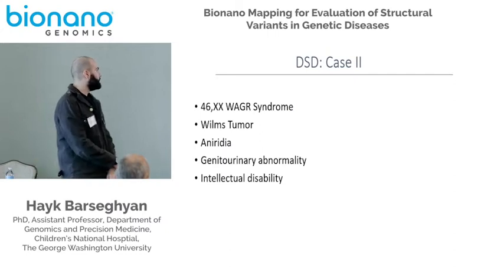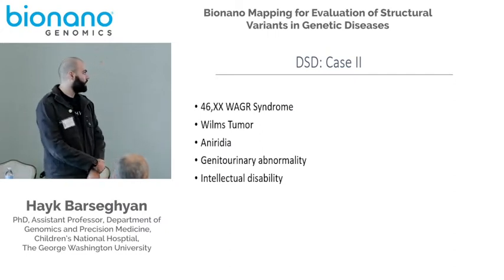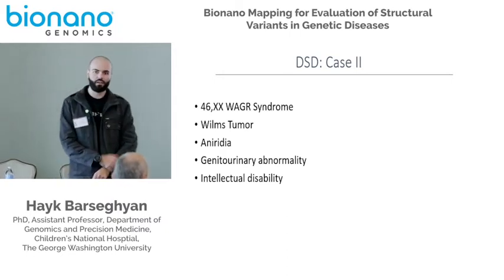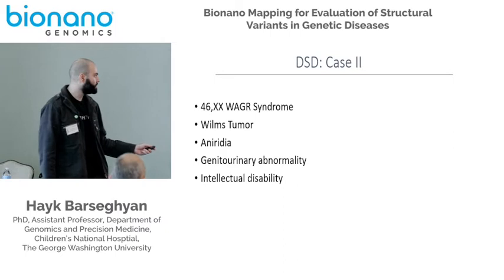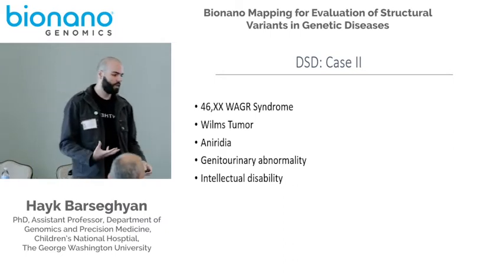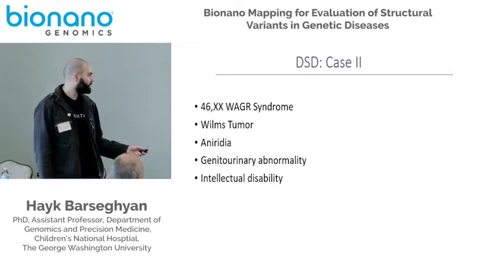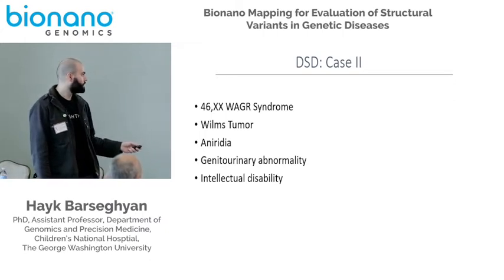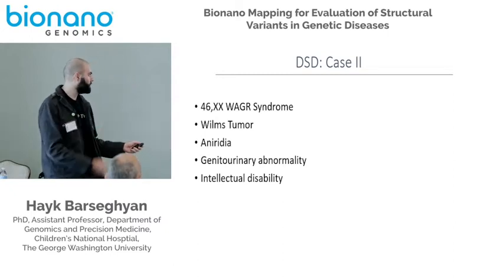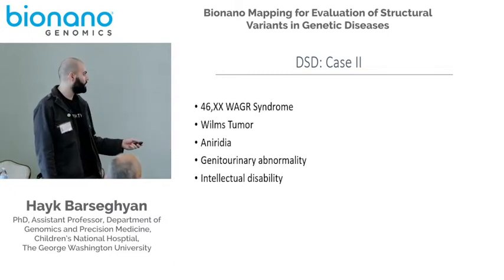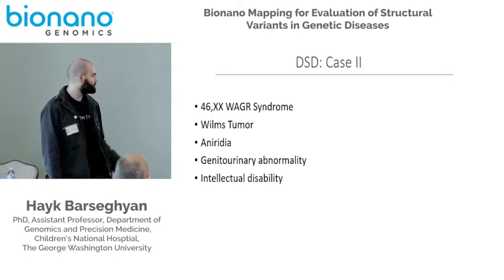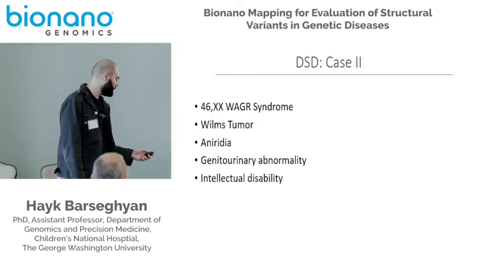The second case was 46XX WAGR syndrome, which involves a Wilms tumor. The Wilms tumor is usually a kidney disorder where you have a tumor on your kidneys, but the Wilms tumor 1 gene is usually also associated with ambiguous genitalia, and WAGR syndrome usually comes with aniridia, which is the absence of iris in your eyes, very typical for the syndrome, genitourinary abnormalities, and then intellectual disability. Initially labeled as mental retardation, that's why the R, not I.